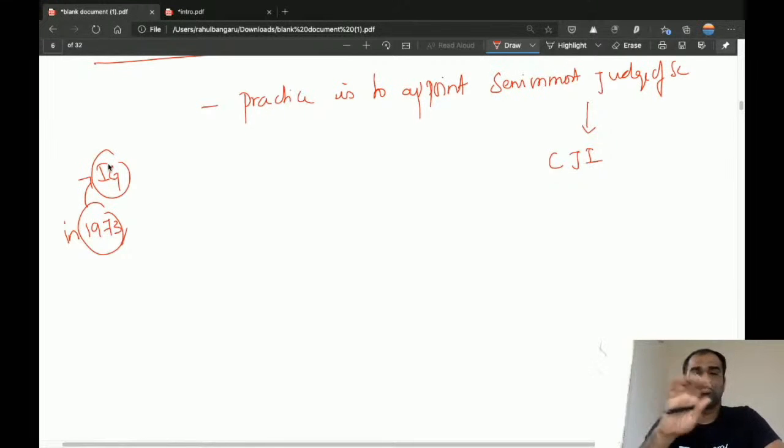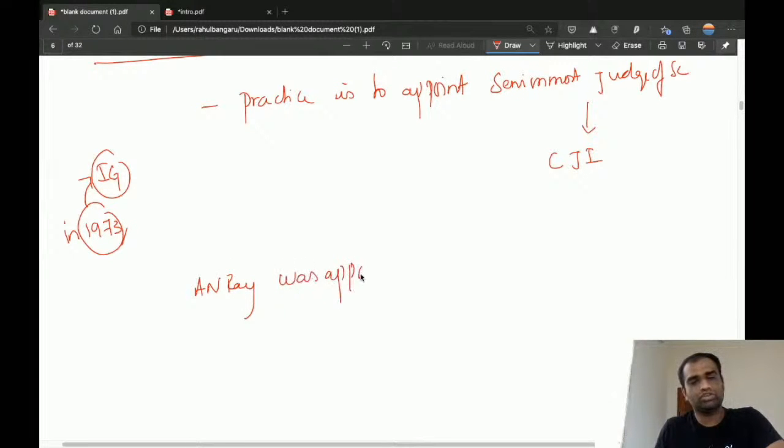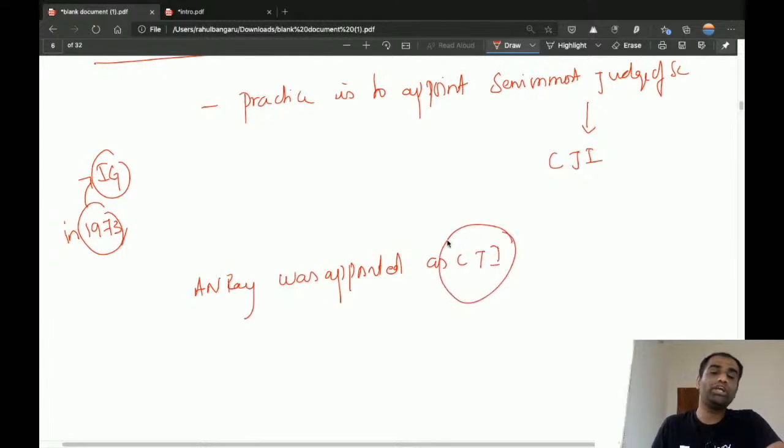Since this word consultation is very vague, during this time A.N. Ray was appointed as Chief Justice of India, ignoring 3 other judges who were senior to A.N. Ray. Before A.N. Ray, there were 3 other senior judges waiting to be appointed as Chief Justice of India. But they were omitted by the President at that time, and A.N. Ray was appointed as Chief Justice of India.